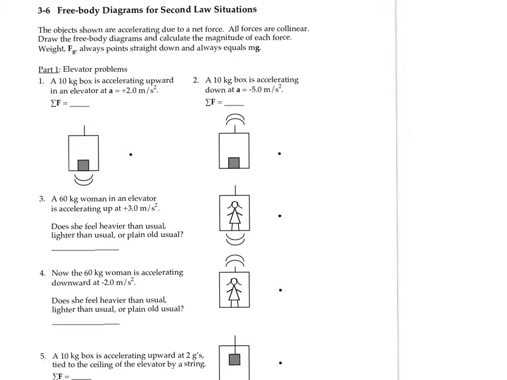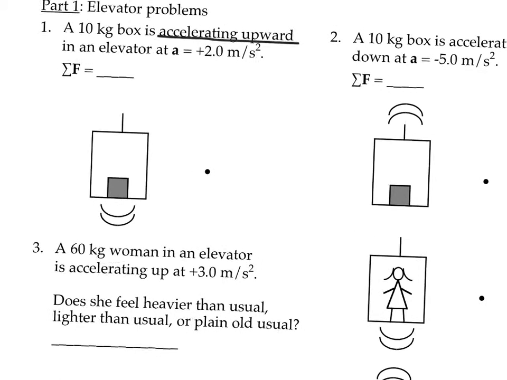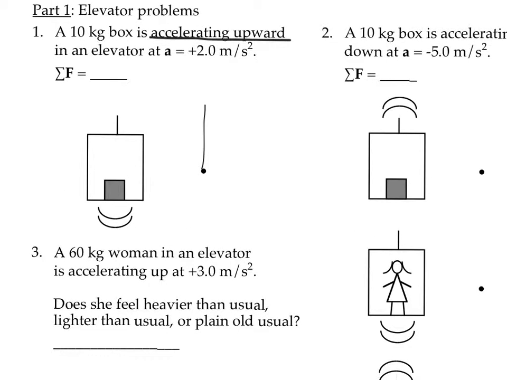Is accelerating upward in an elevator with an acceleration of 2 meters per second squared. So the key thing here is it's accelerating upward. Since it's accelerating upward, on our free body diagram, we know that the upward force, whatever that force is, must be bigger than the downward force. How do I know that? Because it's accelerating upward. If it's accelerating upward, there has to be a net force upward. This force has to be bigger than this force.